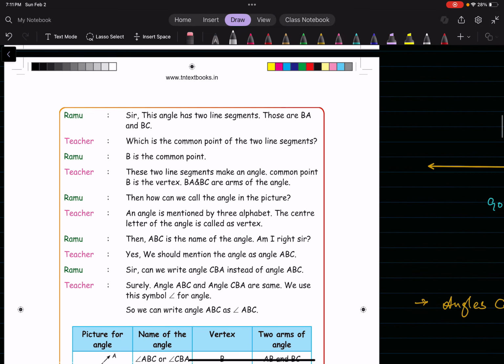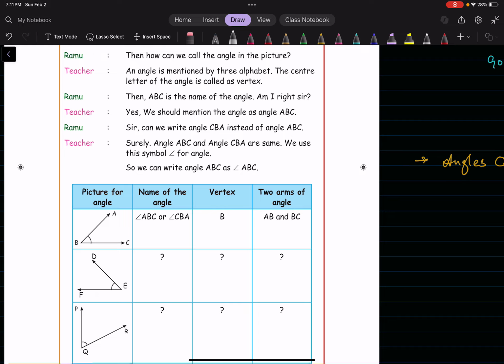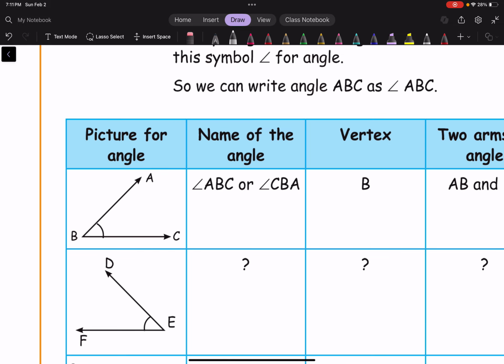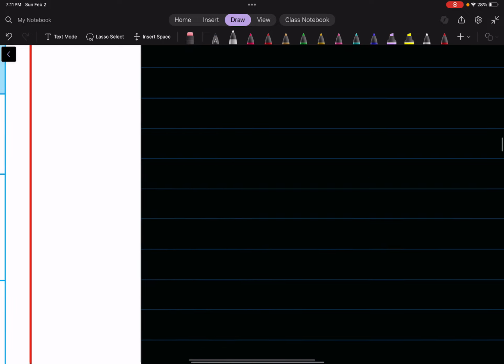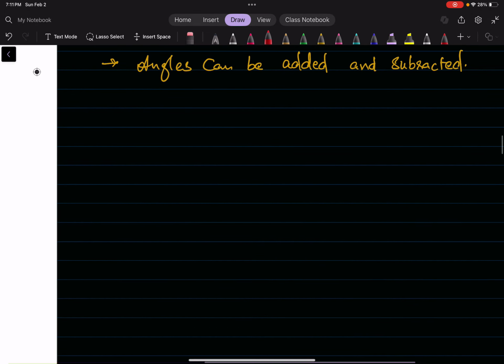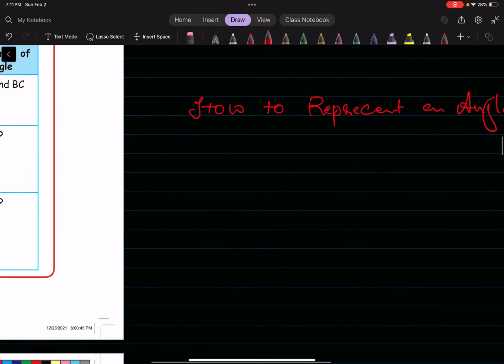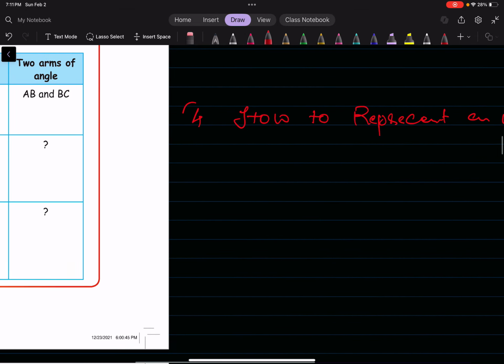So how do we represent an angle? That's the next question, which is the fourth question we are talking about. How do we represent an angle?